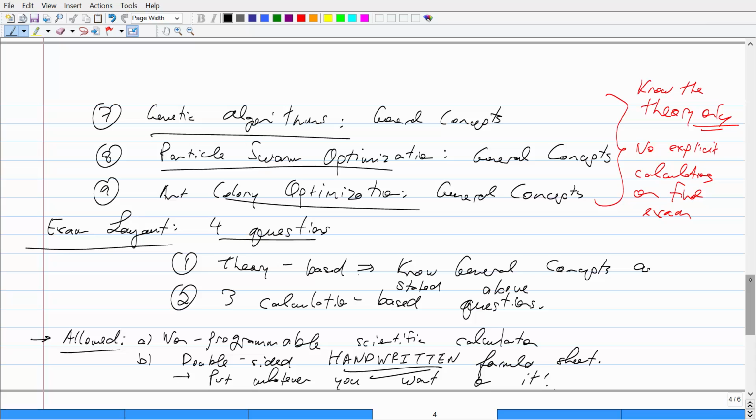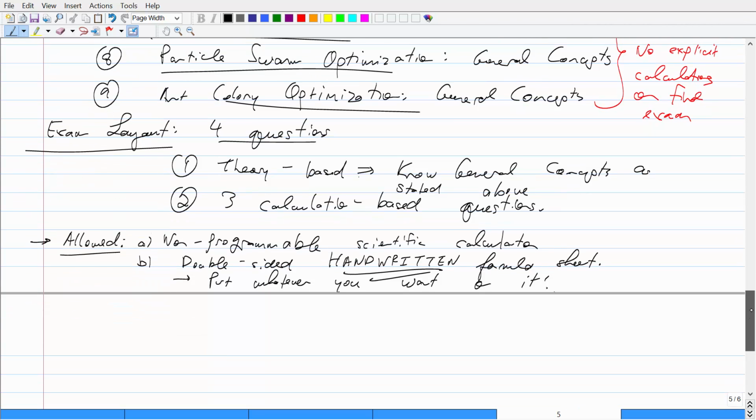Okay? So what you are allowed is just the same as before. You're allowed a non-programmable scientific calculator, so no TI-83s or anything of a graphic nature, just a scientific calculator that is non-programmable and doesn't have a substantial amount of memory. And in this case, with the final exam, because there are more topics to cover, you are allowed a double-sided handwritten formula sheet this time. You can put whatever you want on it, I don't care, as long as it's handwritten by you. No photocopies. You can print it out if you write it out on a Surface or a tablet or something and print that out, that's fine, but no computer-typed formula sheets, all right? So any handwritten, no photocopies and so on.